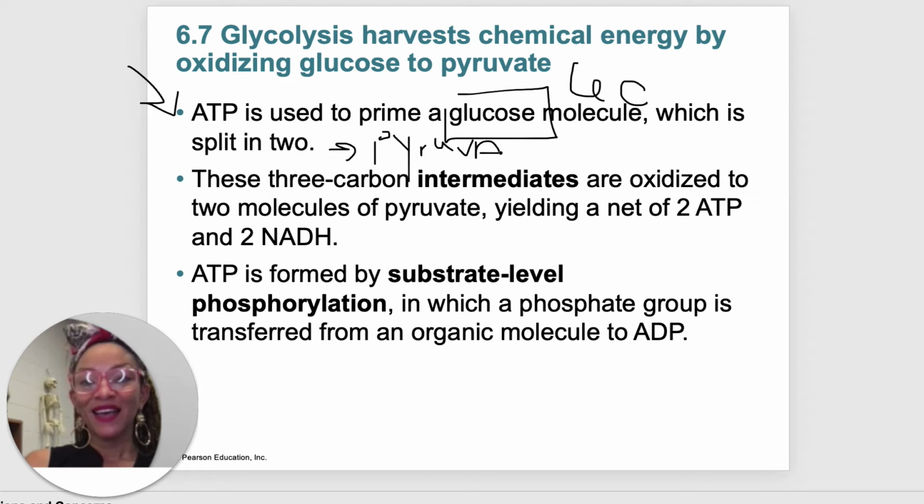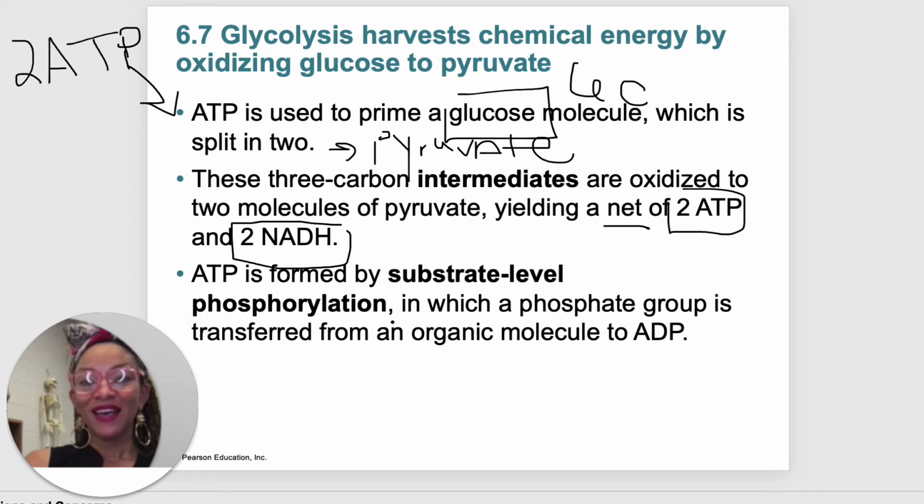Pyruvate. Okay, so these 3-carbon molecules or intermediates are oxidized to 2 molecules of pyruvate with a net yield of 2 ATP. And this says net because we had to stick 2 ATP into glycolysis to get it started, and then we produced 4. So it's just a net of 2 ATP, 2 NADH, which are our electron carriers, and 2 pyruvate.